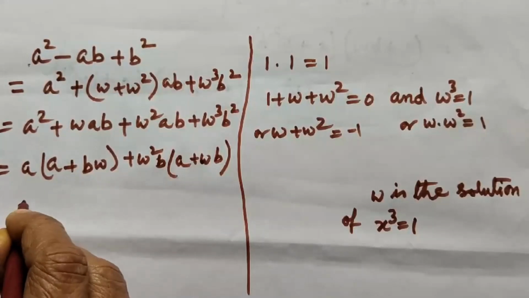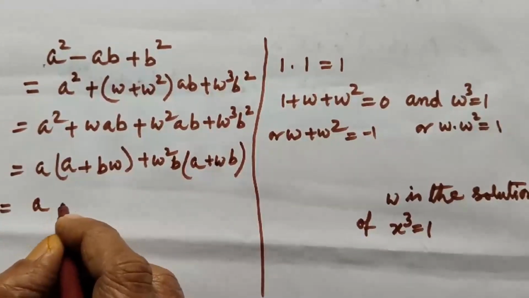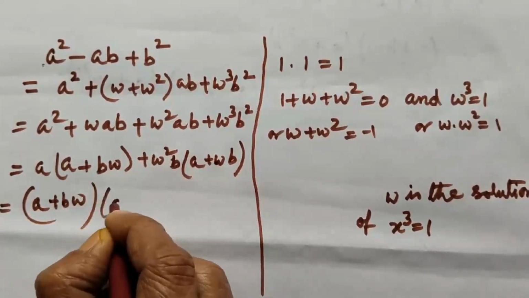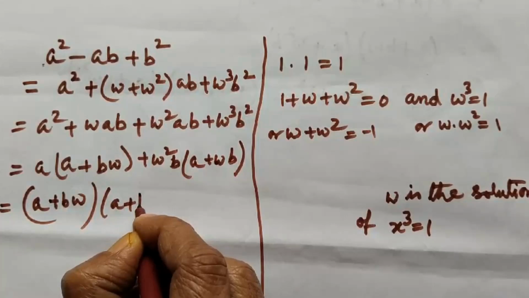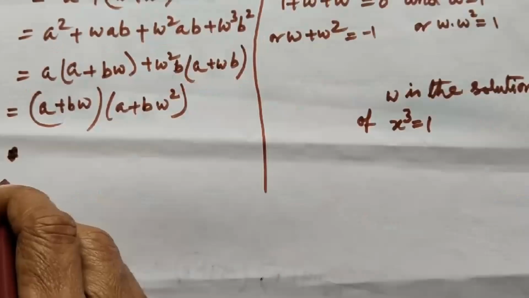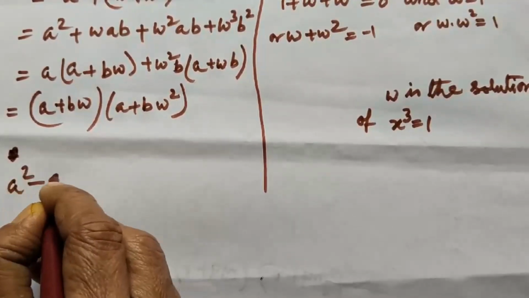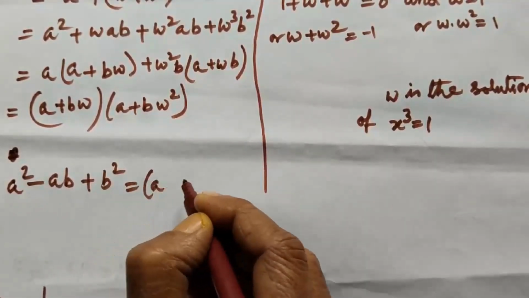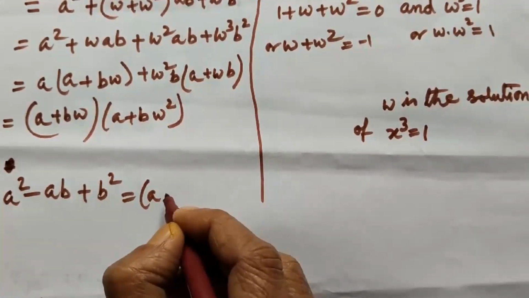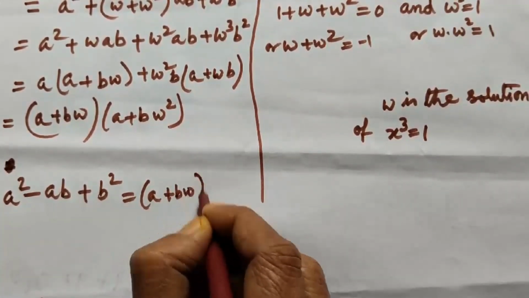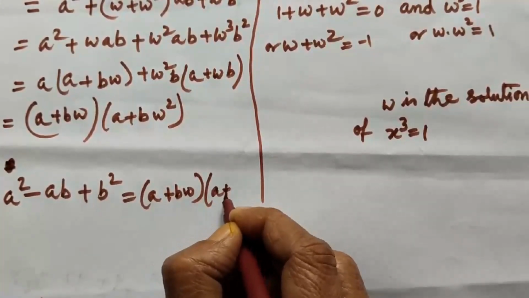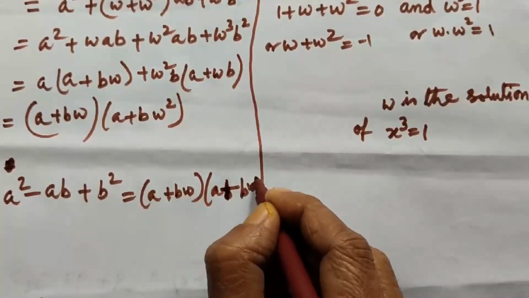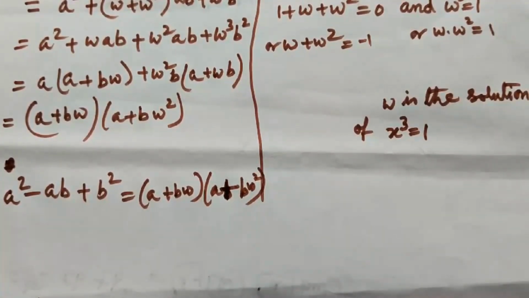Now take out the common factor a plus b omega into a plus, writing b omega square. The answer is a square minus ab plus b square is equal to a plus b omega into a plus b omega square.